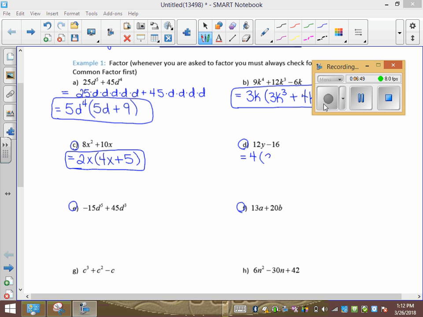12y divided by 4, 3, and then y. Negative 16 divided by 4, negative 4. Now, E, some people will have taken out a positive 15, some people will have taken out a negative 15. Which is more correct? Neither. Most of the time, the negative will help you, though. So if the first term is negative, sometimes it will help you.